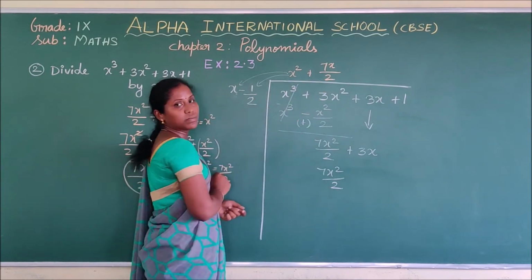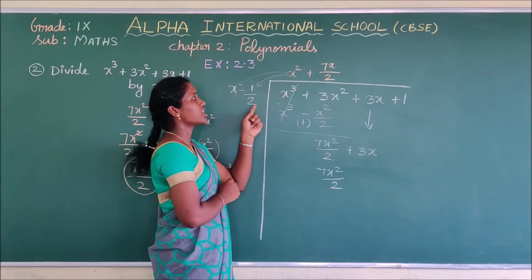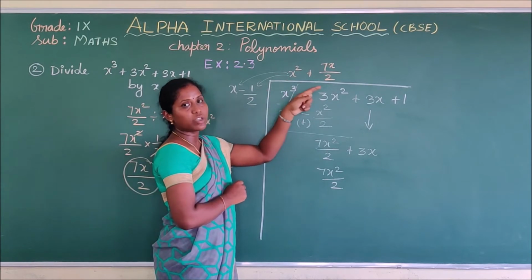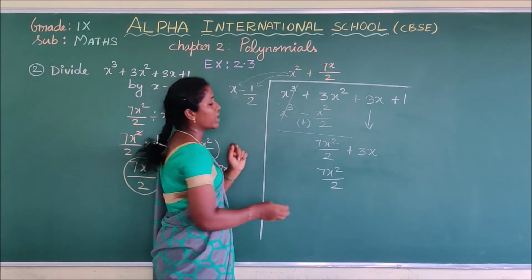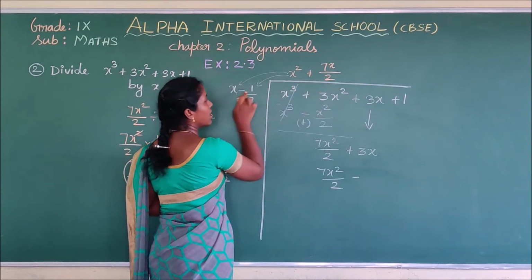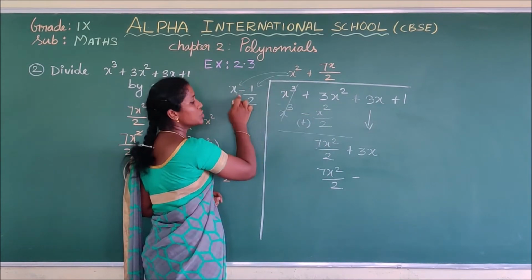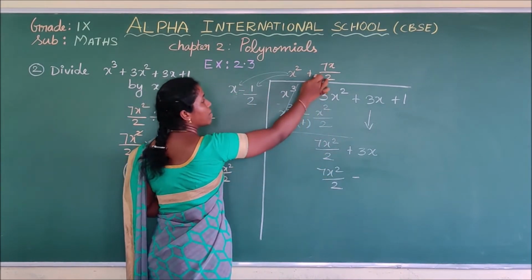Multiply with the second term. Both the numbers are fractions only. So multiply the numerator with the numerator and the denominator with the denominator. Here it is plus and here it is minus. So plus into minus is minus, and multiply the terms.